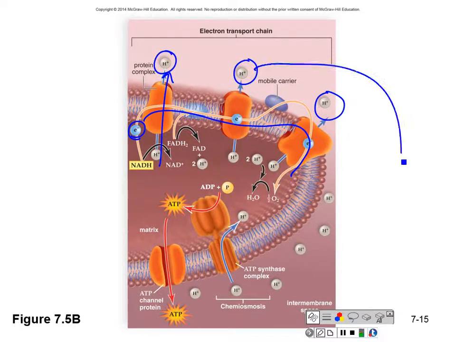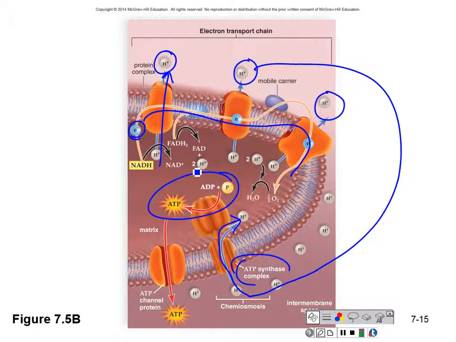These hydrogens come back around to this side. They travel through the ATP synthase, and they generate ATP from ADP and P. This is just like photosynthesis. As the hydrogens move through the ATP synthase, it generates enough energy to take ADP and P and turn it into ATP. So what is this called? This is called chemiosmosis again. So chemiosmosis occurs in both photosynthesis and cellular respiration.